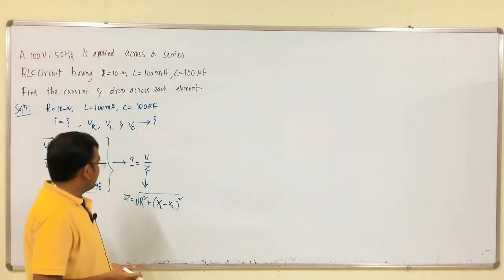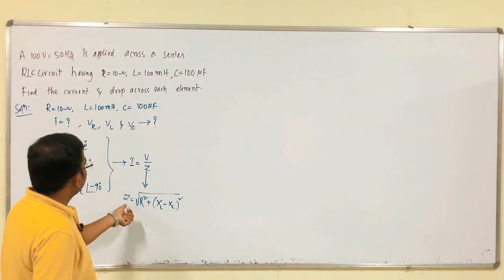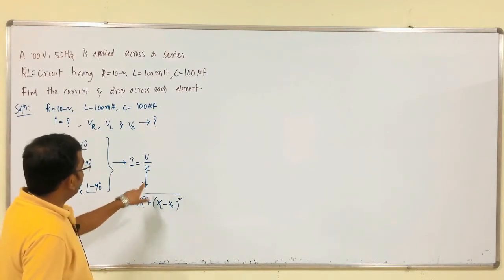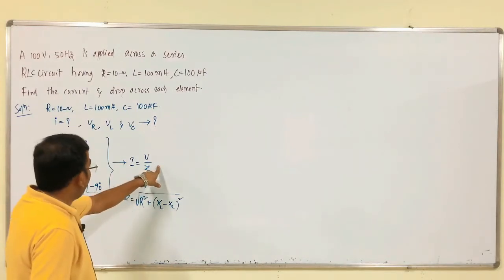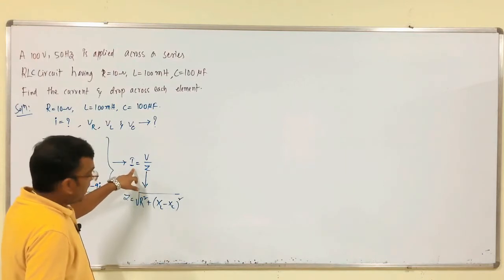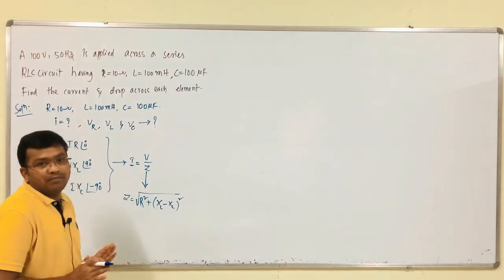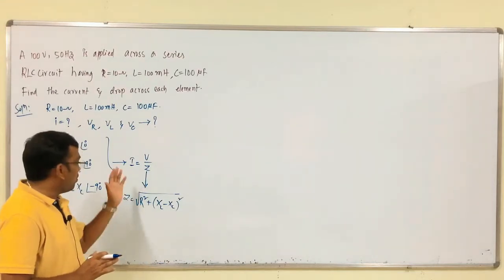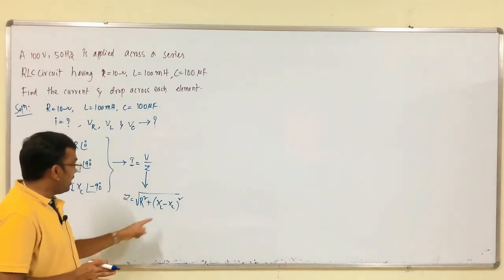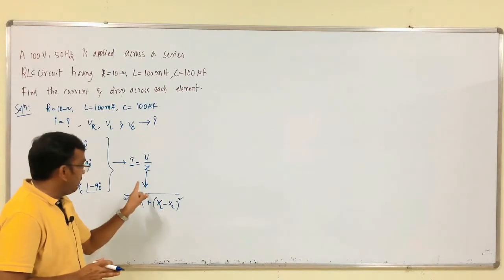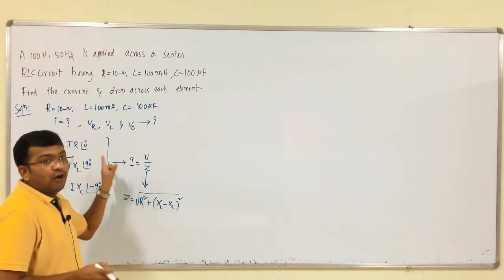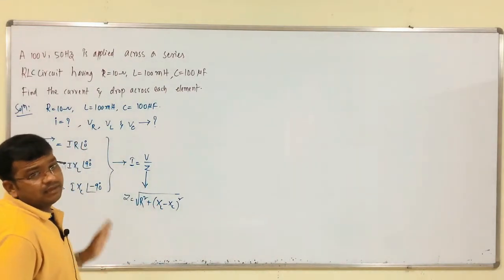So after getting this Z, we have to substitute this Z value into this formula. We are going to get the current. After getting the current, we calculate VR, VL, VC. So this is the problem outline. First we have to calculate XL, XC and then impedance and then current followed by VR, VL, VC. That is it.